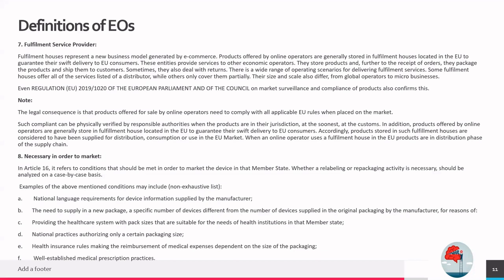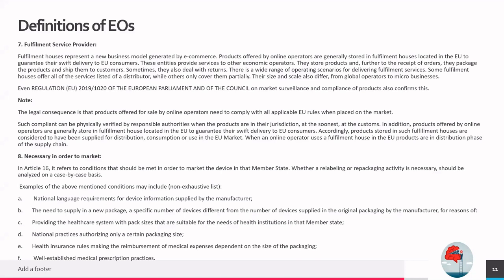When an online operator uses a fulfillment house in the EU, products are in the distribution phase of the supply chain. So like this, the verification can be done. Or the online operator can take on all the distributor activities, like having a complaint registry with them, having vigilance. Those are our responsibilities, which we will talk about in a minute.